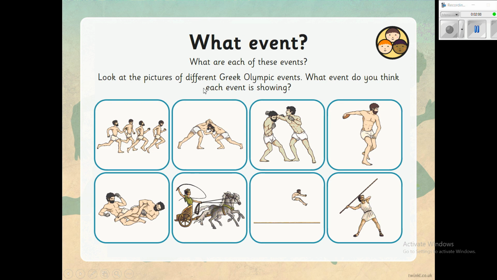So what I want you to do now is just have a look at these 8 pictures below for me, and just have a little think. You don't have to do any writing, okay? And what do you think each event is showing? Some of them are a little bit harder than others. Some of them are quite self-explanatory, okay? But just have a little think to yourselves what's happening in each event.